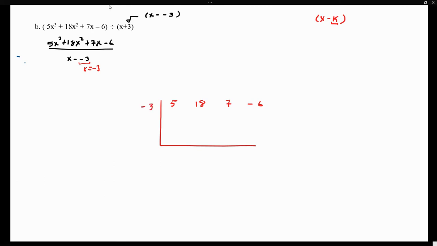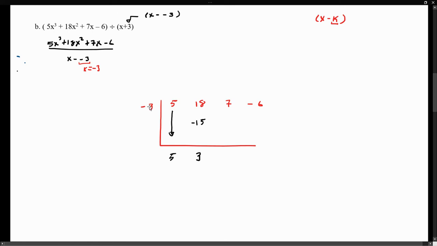And now that we have our setup, let's actually multiply. So again, this is always how we start. The first value, we always bring it down. In this case, we're going to bring down 5. And now we multiply. 5 times minus 3 is minus 15. Let's write it underneath our next number. And now we just combine, which in this case is going to be positive 3. Now we do it one more time. 3 times minus 3 is equivalent to negative 9. And then we combine, and that's equivalent to negative 2.